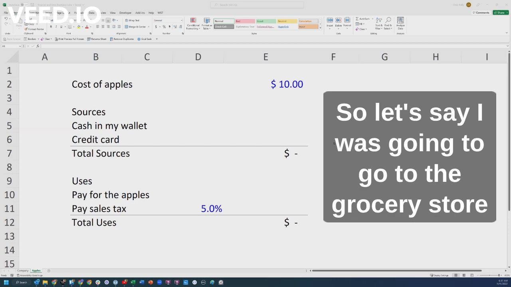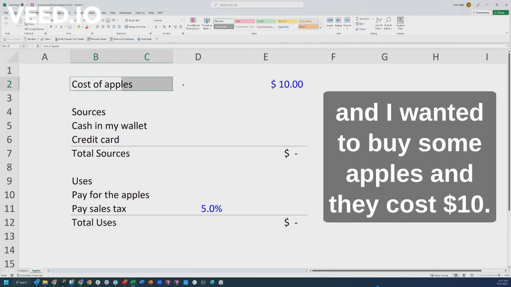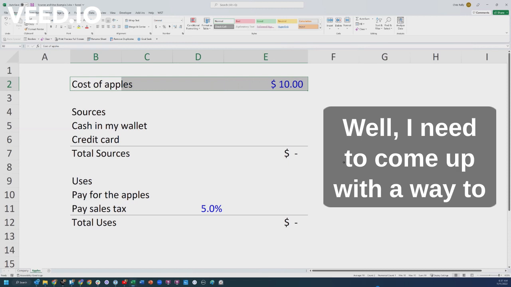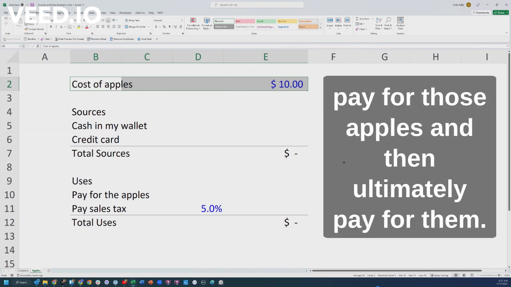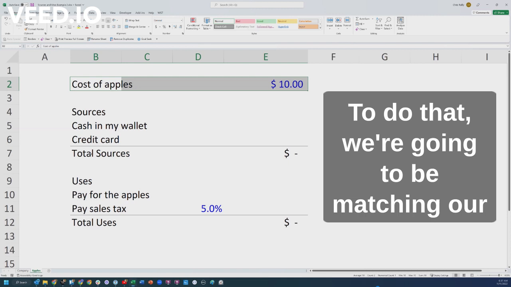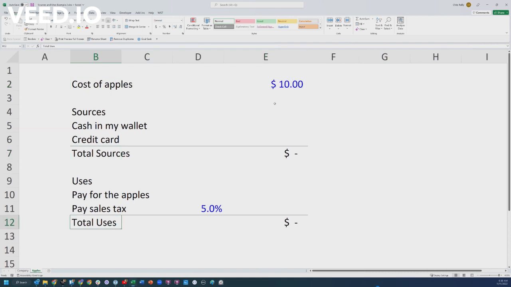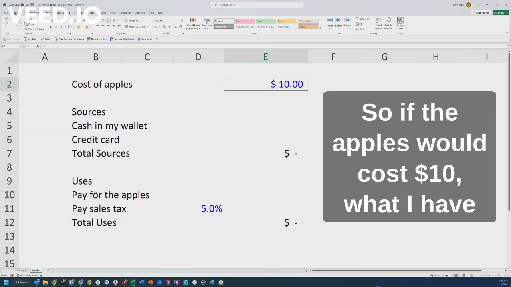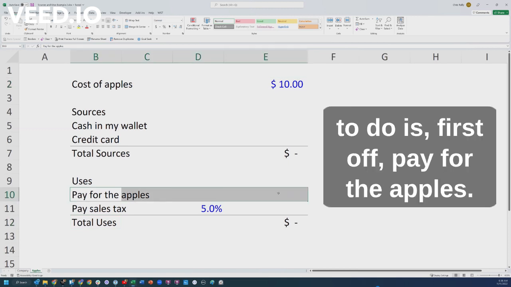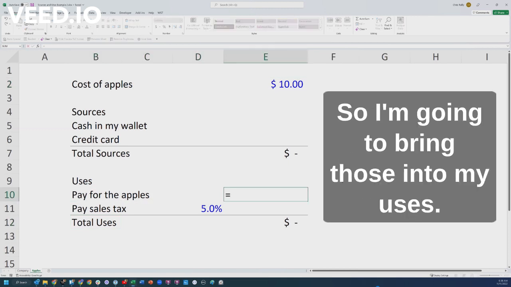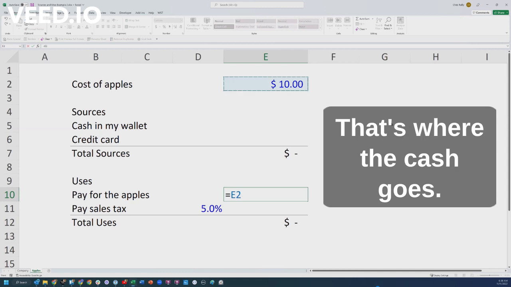So, let's say I was going to go to the grocery store and I wanted to buy some apples, and they cost 10 bucks. Well, I need to come up with a way to pay for those apples and then ultimately pay for them. And to do that, we're going to be matching our sources of cash with our uses of cash. So, if the apples would cost $10, what I have to do is first off pay for the apples, right? So I'm going to bring those into my uses. That's where the cash goes.